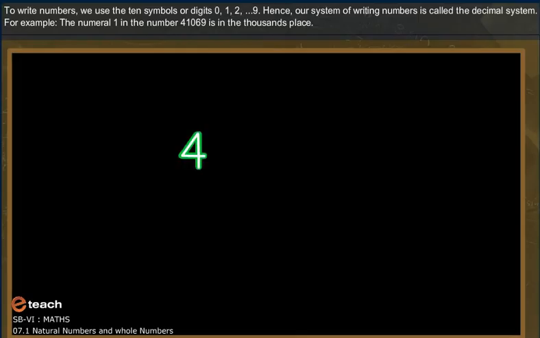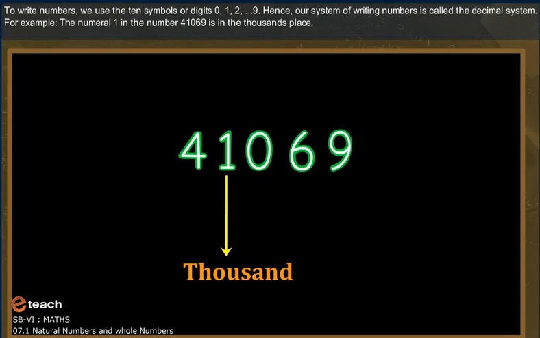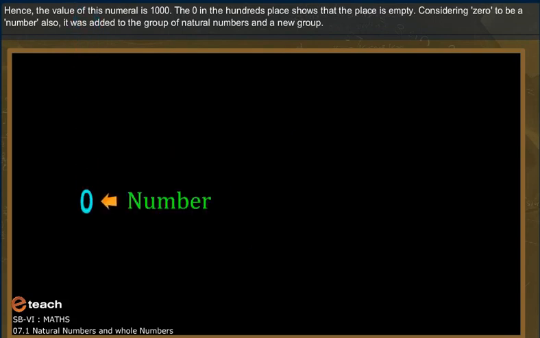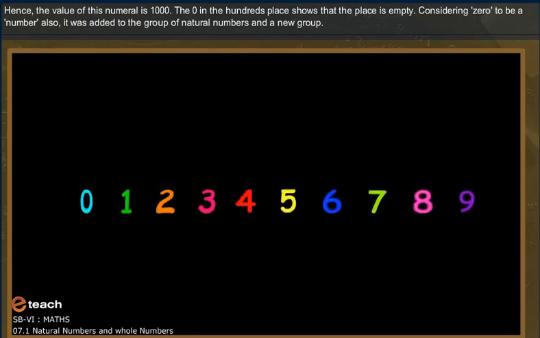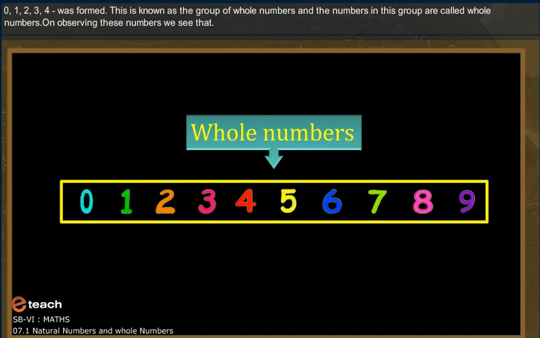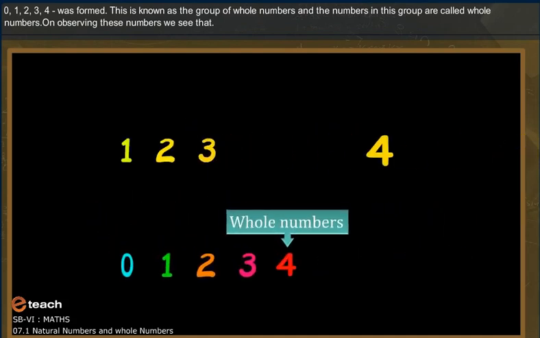For example, the numeral 1 in the number 41069 is in the thousands place. Hence, the value of this numeral is 1000. The 0 in the hundreds place shows that the place is empty. Considering 0 to be a number also, it was added to the group of natural numbers and a new group 0, 1, 2, 3, 4 was formed. This is known as the group of whole numbers and the numbers in this group are called whole numbers.